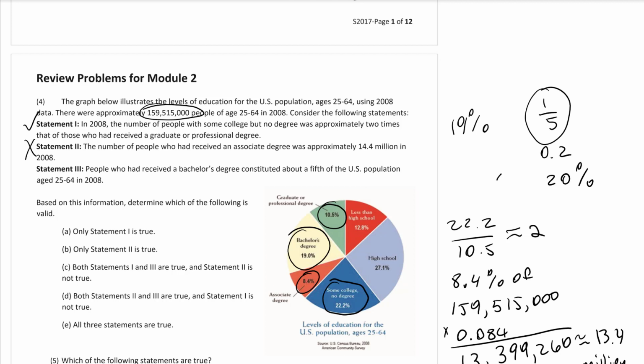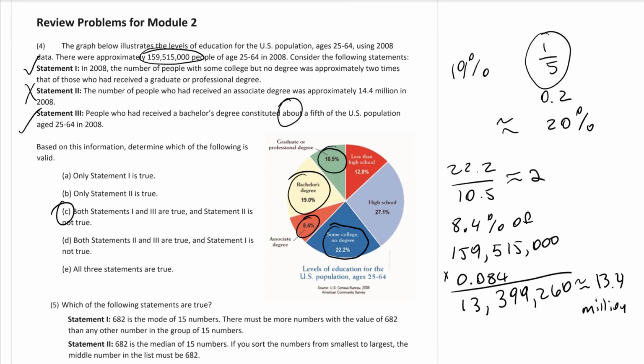Is 19 close to 20%? Yes, because it says about. It doesn't say exactly 1/5. So 19 is pretty close to 20. So that statement is true, and therefore the correct answer choice here would be choice C. Alrighty, let's move on.